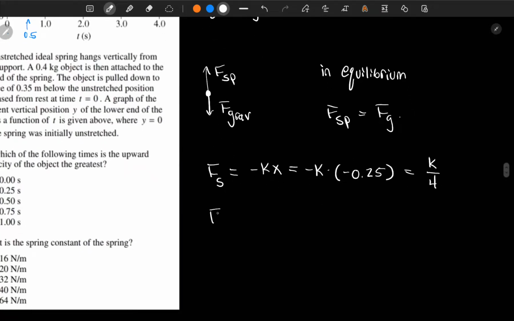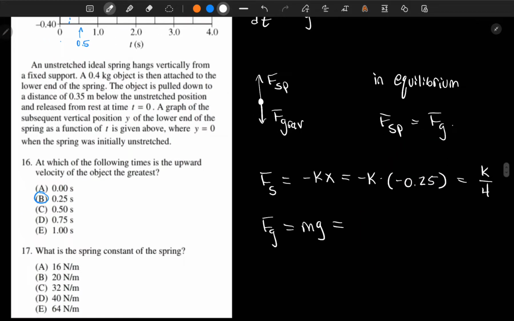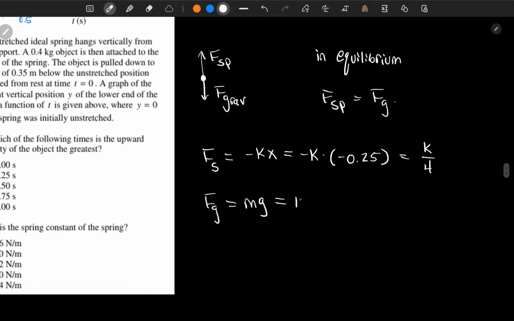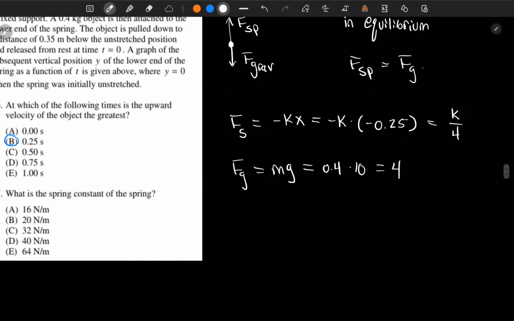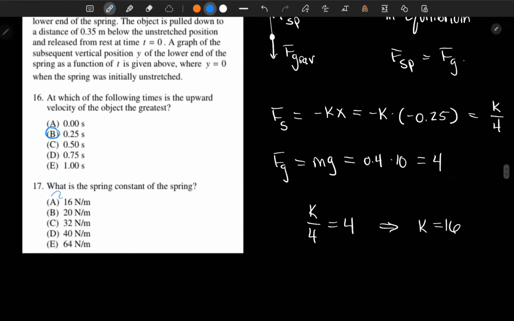Then, the gravitational force is equal to mg, which here, since we have a 0.4 kilogram object, is equal to 0.4, the mass, times the acceleration due to gravity, which is 10 meters per second squared. So this should be equal to 4. But in equilibrium, these two forces are equivalent. So in equilibrium, we should find that k over 4 is equal to 4. Solving for k, we find that k is equal to 16. So the answer here is A.